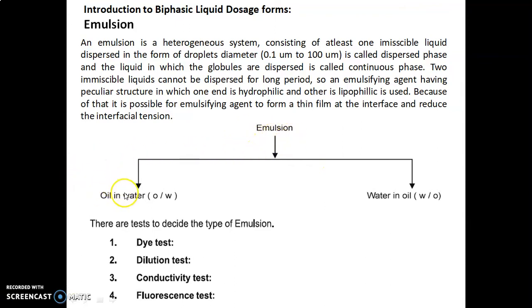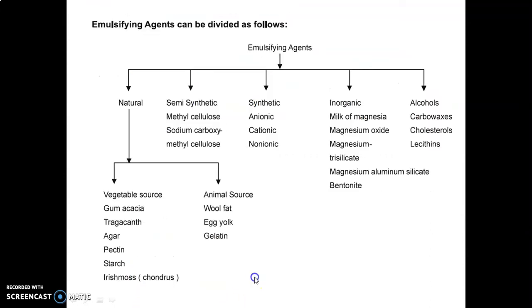The simple classification is oil in water, O/W type, and water in oil, W/O type. In the oil in water O/W type, oil is the internal phase while water acts as the external phase. In the water in oil type, W means water, which is the internal phase, while oil is the external phase. There are tests to decide the type of emulsion. There are a total of 4 tests: the dye test, dilution test, conductivity test, and fluorescence test.